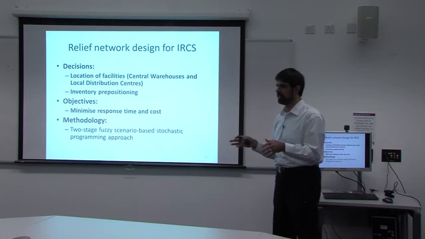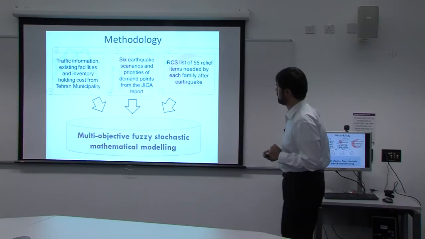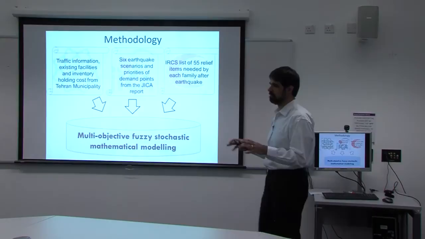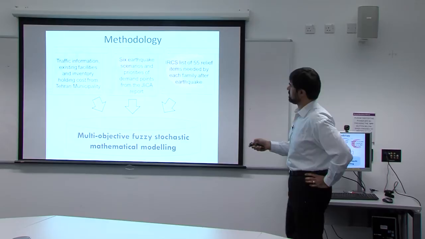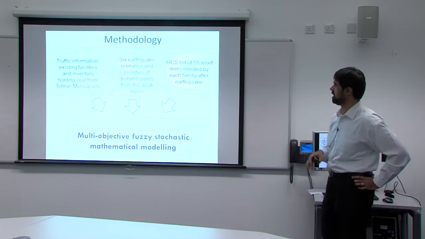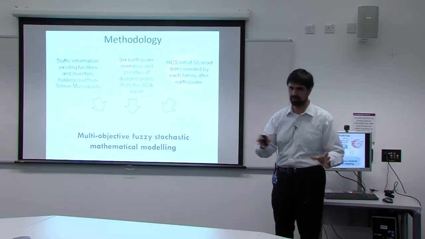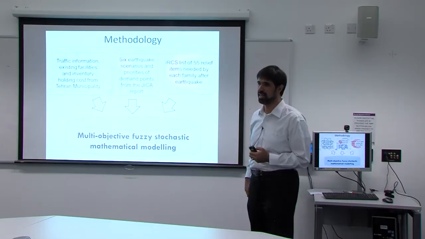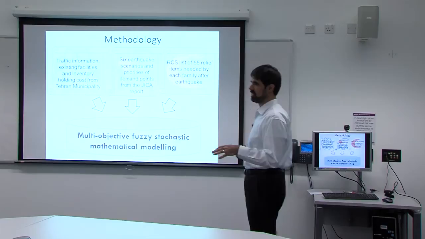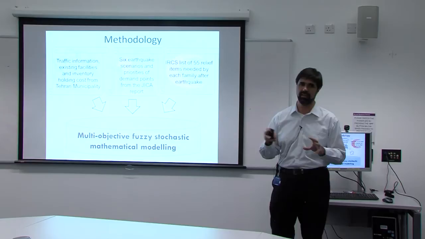For this, we developed a mathematical modeling approach. I'm not going to bore you with details of the model. We used basically three sources of information for our modeling and development of the solution technique. We used information from the municipality of Tehran in terms of traffic information, existing facilities, and inventory holding cost, which needs to be spent for the prepositioned items. We made use of a report which was done by Japan International Cooperation Agency, or JICA, in 2000, specifically about the risks of earthquake in Tehran.